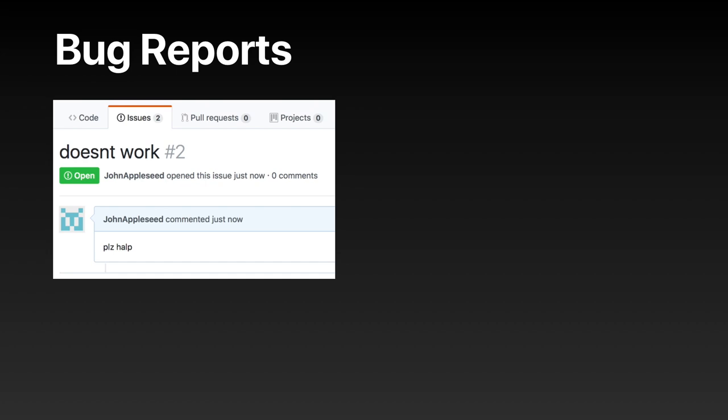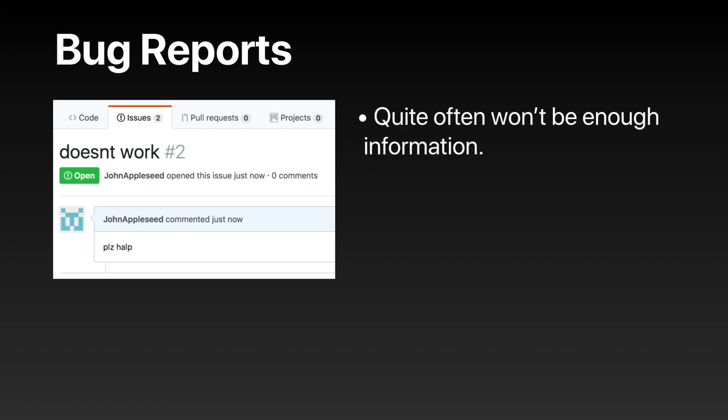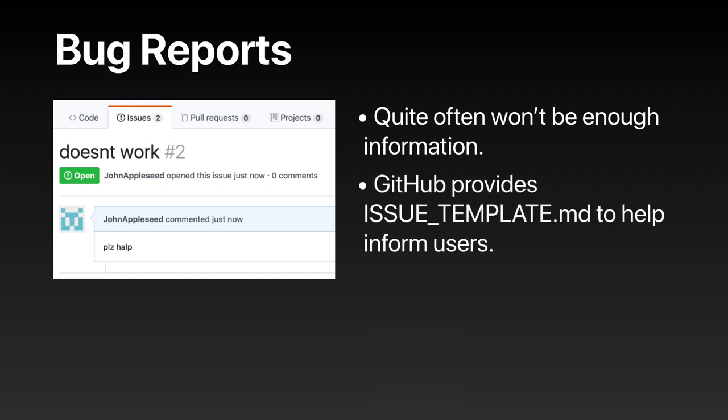Next one is bug reports. Users are kind of innocent in the fact that if you don't give them enough context, they won't tell you exactly what went wrong. So I used to get bug reports like, it doesn't work on my iPhone. It's like, okay, what iPhone, what version of iOS, what were you doing? GitHub is really cool because it lets you create an issue template file that, when you go to create an issue, will pre-fill it with your text saying, these are the things I need. Please fill out your issue with these bits of information so I can figure out what's going on.